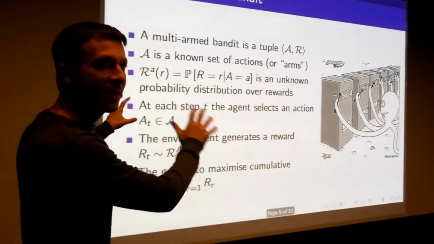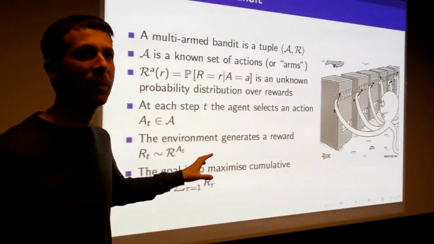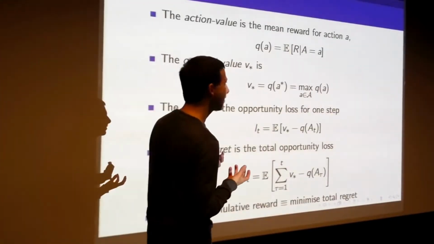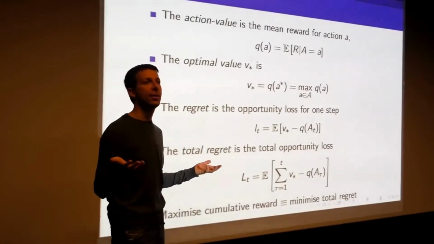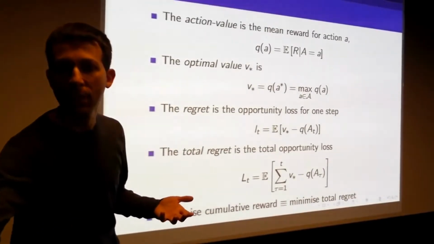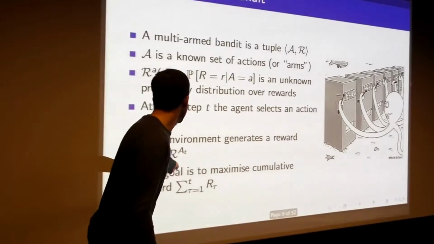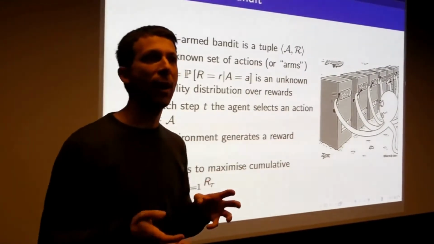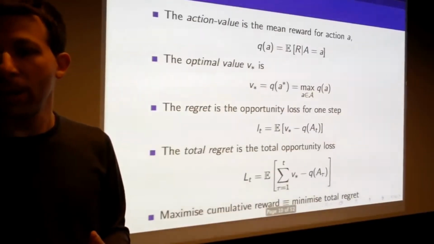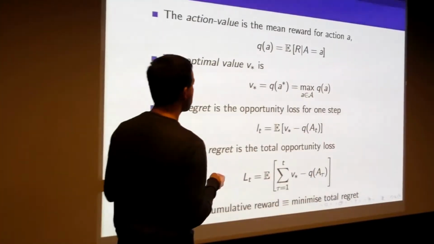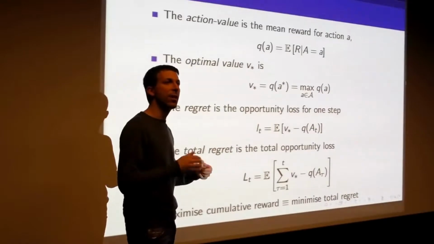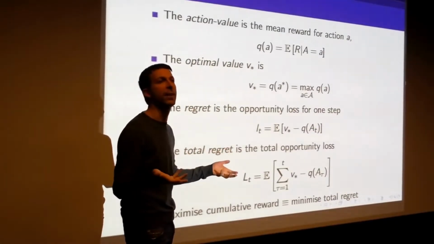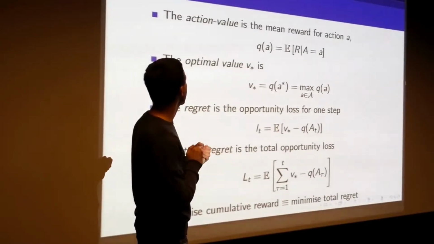Are people clear about the setup, first of all? It should be fairly straightforward. So now we're just going to try and understand what it means to do well in this domain. We've got this criterion where we want to maximize the cumulative reward, but we're going to flip it around to talk about opportunity loss, known as regret, rather than the amount of reward we've got: how much worse have we done than the best we could possibly have done. That's what we call regret.